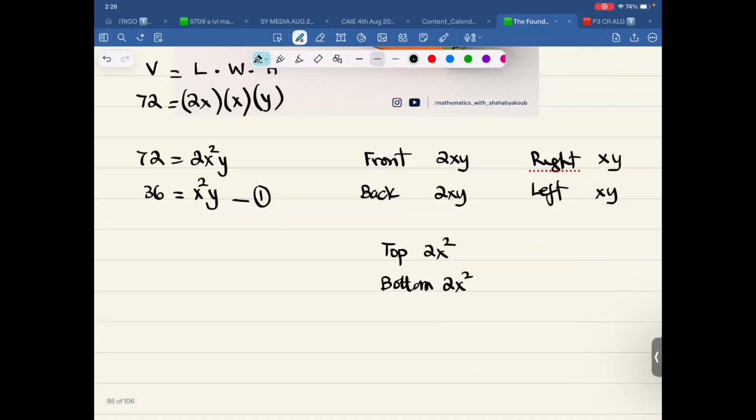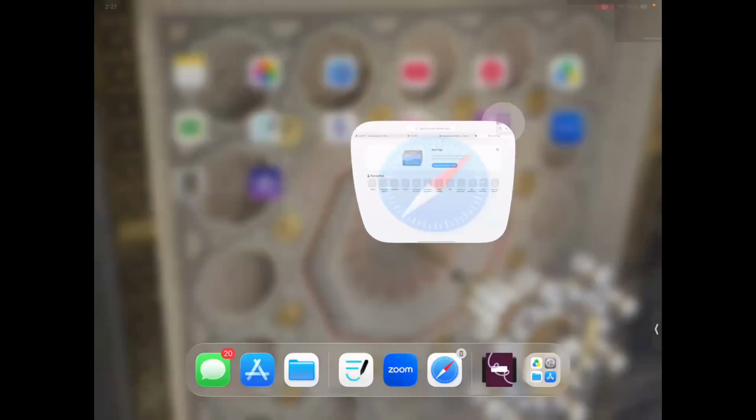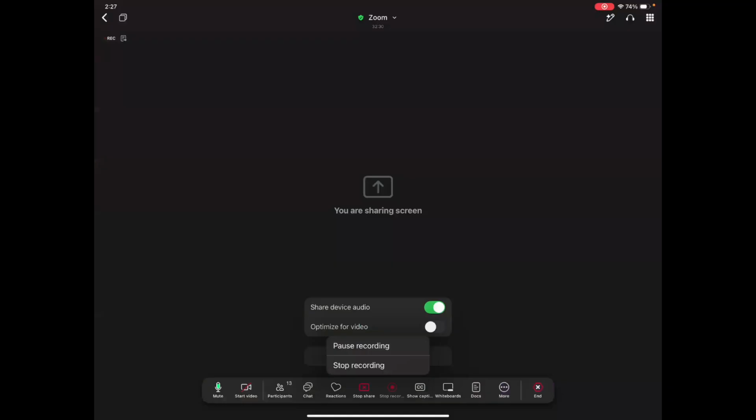All good, all clear? So now let me just ask you people, all 6 faces, area, all good. So just acknowledge this on the WhatsApp, and then I can proceed with the working. So there are 6 faces because it's a solid block. If it was a box or something, the top would be missing, but we are not discussing that. And let me just check one thing, which is the recording. The recording is all good.